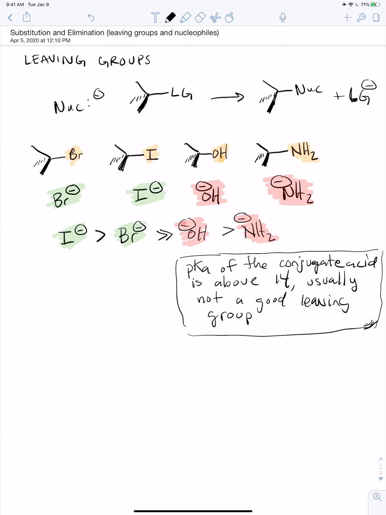Okay, so for our leaving groups, you really just use your acid-base chemistry to decide whether something is a good leaving group. The halides are very common leaving groups. So let's see if I have a list here somewhere maybe.